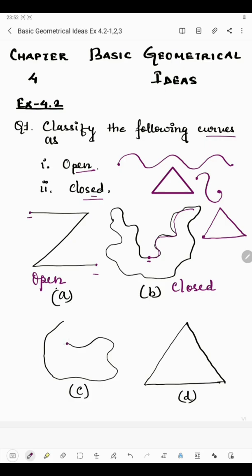See here, suppose this is the starting point and this is the ending point. So these 2 end points are different here. So it's an open curve. Okay, suppose I have started drawing from here and without lifting my pen I am drawing like this, and this is my finishing point. So from wherever I have started, there only I have ended, right? So this is a closed figure.